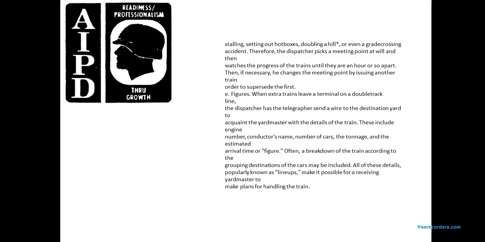Therefore, the dispatcher picks a meeting point initially and then watches the progress of the trains until they are an hour or so apart. The necessary change of the meeting point is made by issuing a train order to supersede the first.